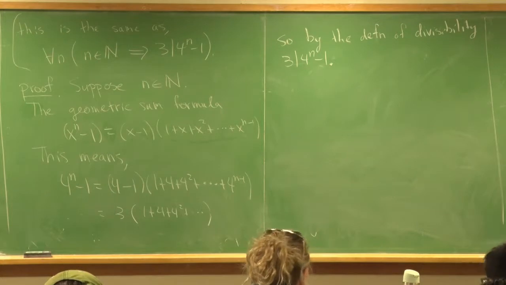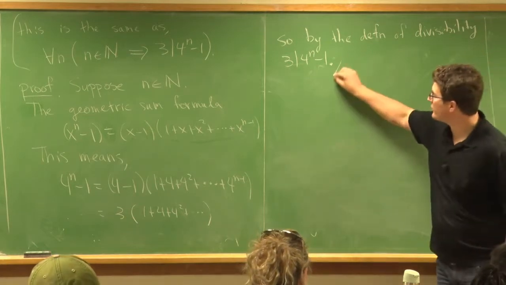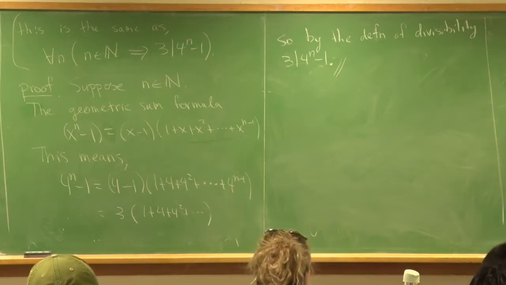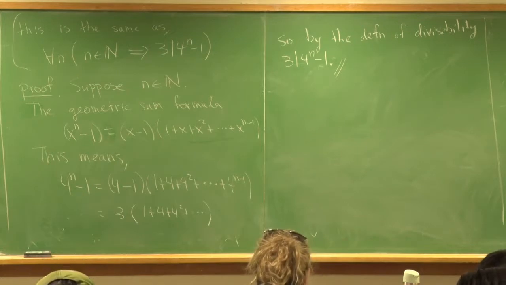Does that make sense? Okay, so that was a direct proof. I'm going to end the proof with this little symbol here. Now, we talked about contrapositives before. I'm going to show how to use the contrapositive now.